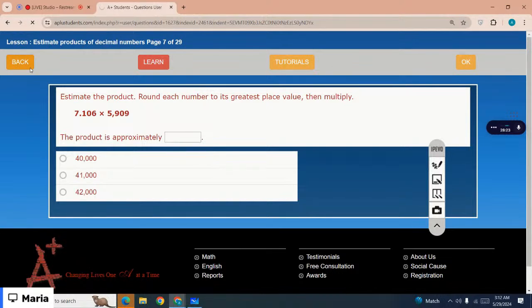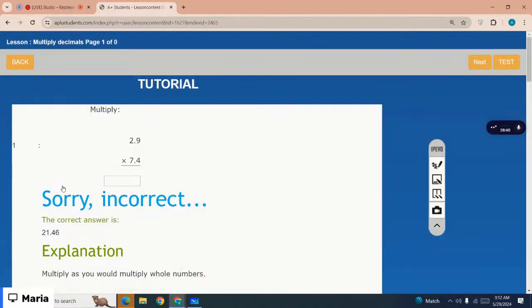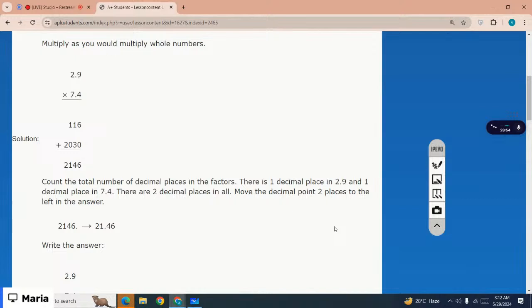Okay, the next lesson is multiply decimals. The first one is 2.9 times 7.4. So multiply them like you do whole numbers, without the decimal, right? Just do 29 times 74. When you do 29 times 74, that is 2146.